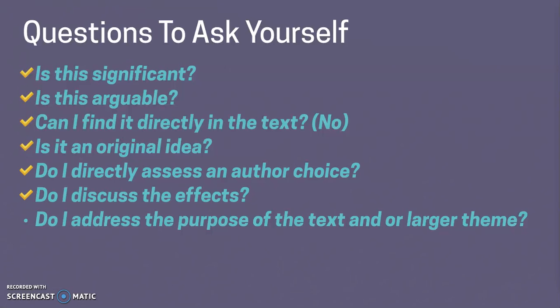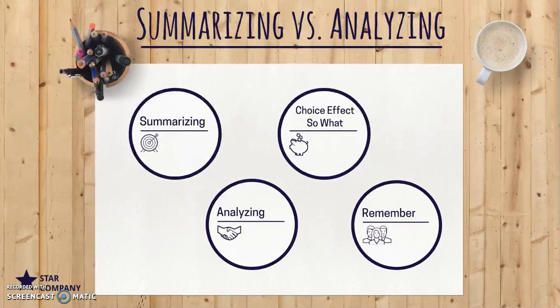Do you discuss the effects? Hopefully yes, if you're using choice, effect, so what. And do you address the purpose of the text and or a larger theme? And that goes back to your so what. So hopefully this was helpful in looking at why analyzing is different from summarizing, but also why analyzing is more effective in looking at a piece of literature.